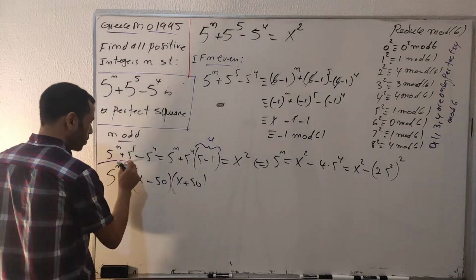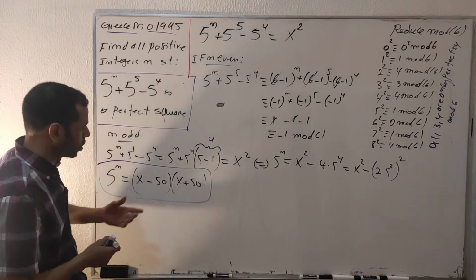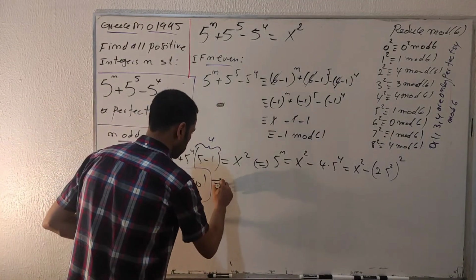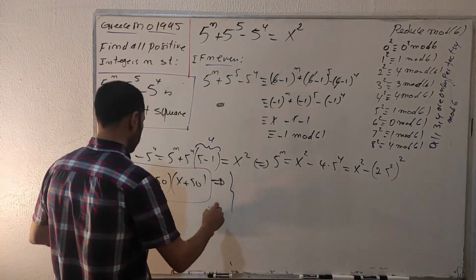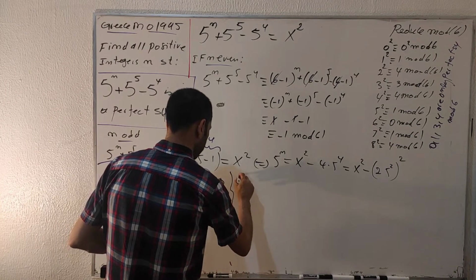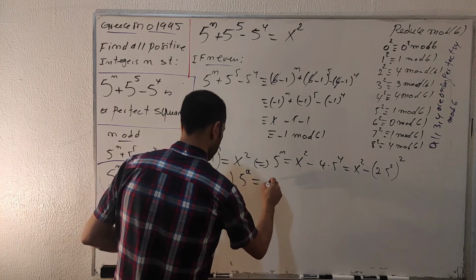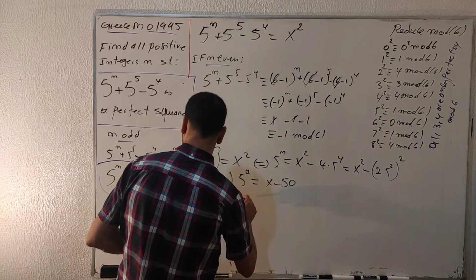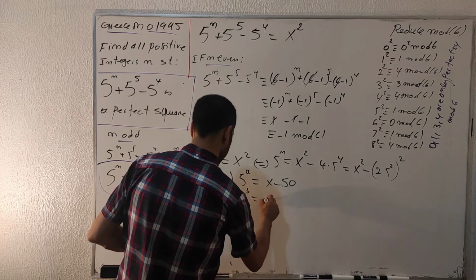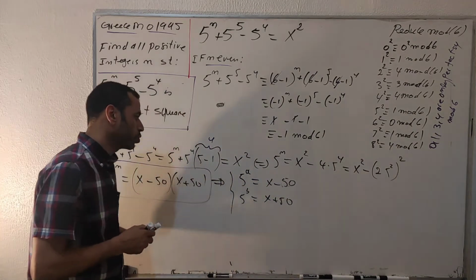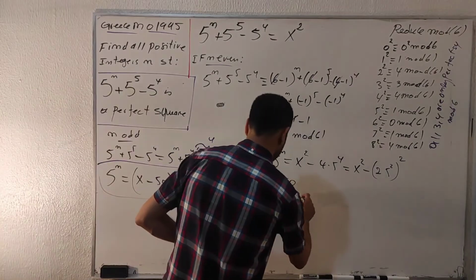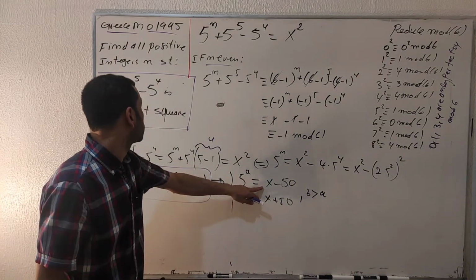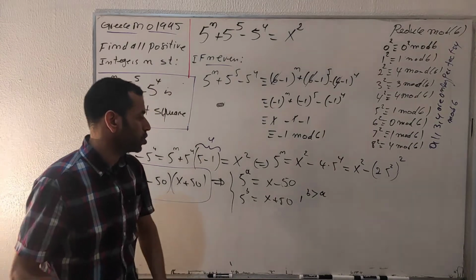This one is clearly a power of 5, which means the right hand side of this equation must be a power of 5. So I'm going to transfer this into an equation system by putting 5 to the a equals x minus 50. Then the second equation: 5 to the b equals x plus 50. Now I'm going to determine x, a and b. Keep in mind here b is strictly greater than a, because this term is bigger than this term, as all of these are positive integers.